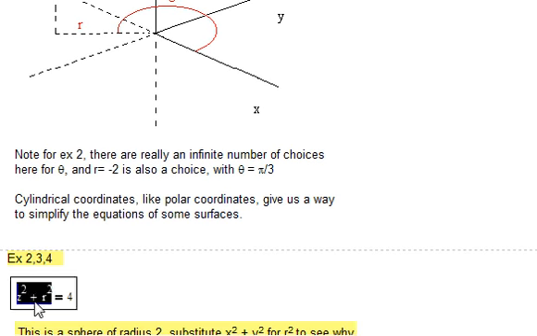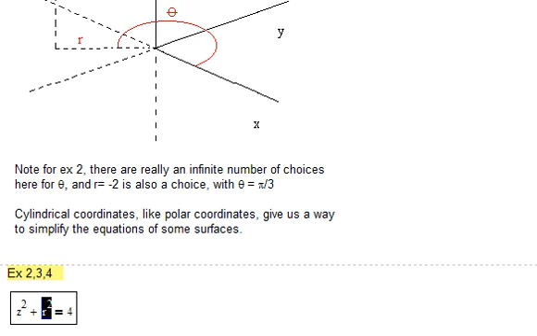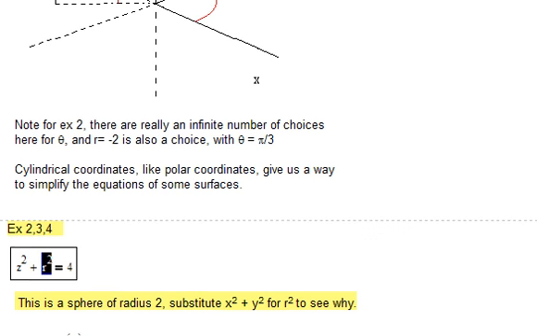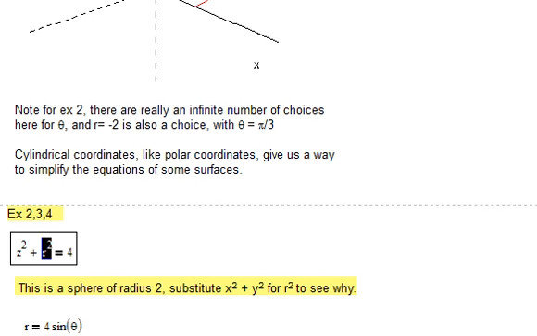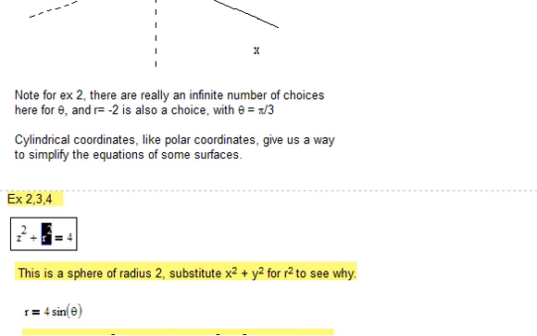This one is z squared plus r squared equals 4. Now remember, r squared is x squared plus y squared. So this is the same as z squared plus x squared plus y squared equals 4. What does that look like to you? That would be a sphere of radius 2. So, easy one.